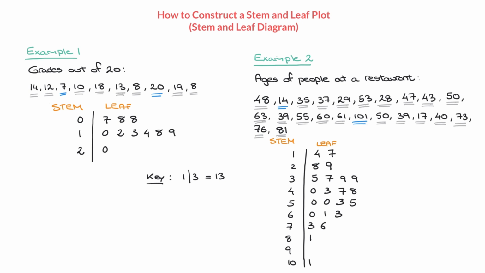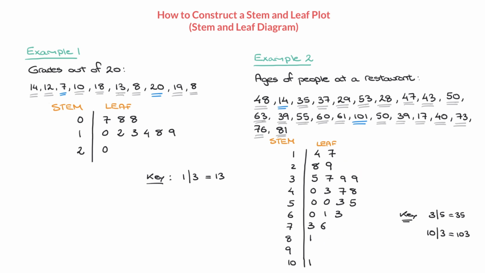And we're done. Again, we could create a key, and perhaps this time I'll say that 3 with a bar 5 equals 35. And I could also give an example of a number like 100 or more, so I could write something like 10 with this bar 3 equals 103.